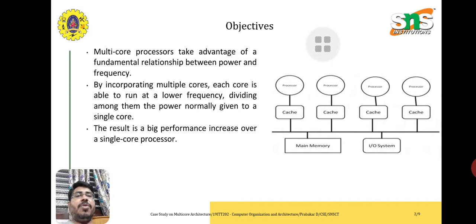Multi-core processors take advantage of the fundamental relation between power and frequency. Here we deal with how to save power efficiently and execute on the processor, which means improving its processing speed. Each core, for instance each single processor, is divided into a number of processors, and only then can we achieve the biggest performance.